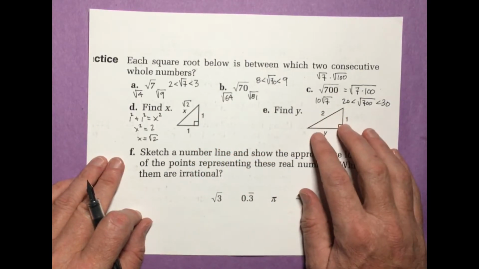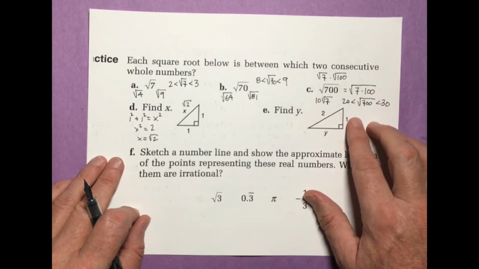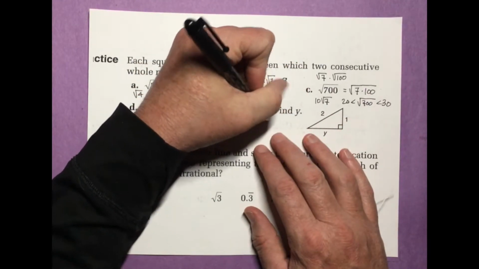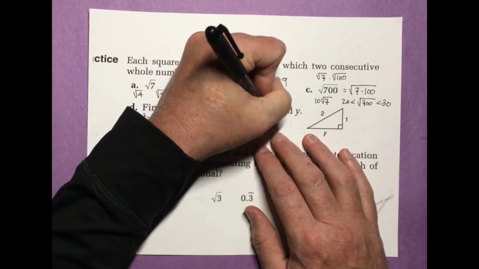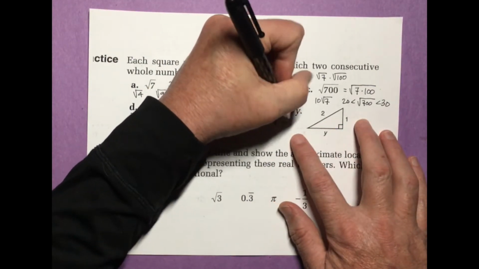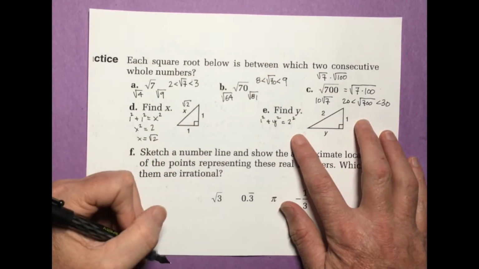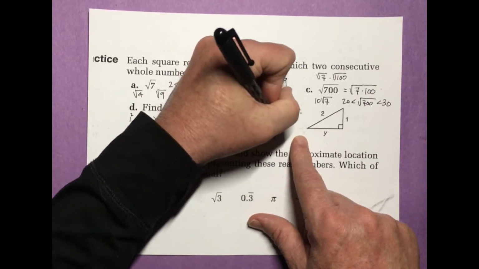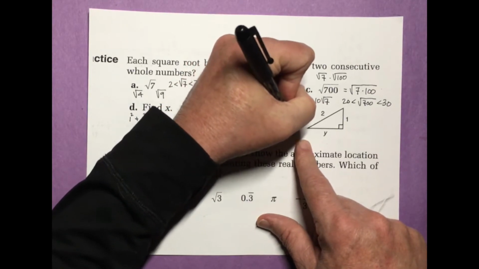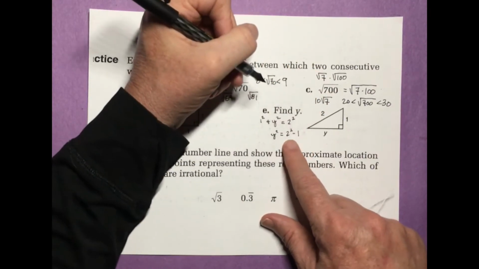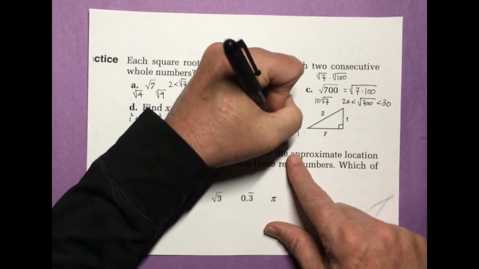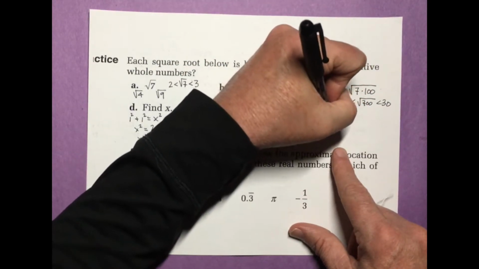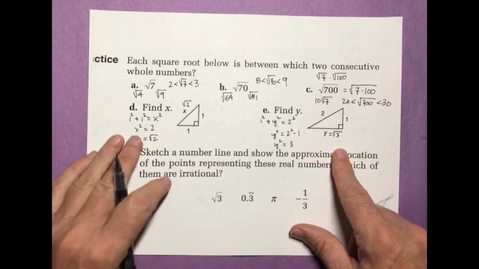Let's look at this example right here. We have 2, we have 1, and we have y, and it's a right triangle. That means Pythagoras applies. So this tells us that 1 squared plus y squared must equal 2 squared. Okay, well 1 squared is 1. I'm going to move that over there. So y squared equals 2 squared minus 1 squared. 2 squared is 4. That means y squared equals 4 minus 1, or 3. That means y equals the square root of 3.